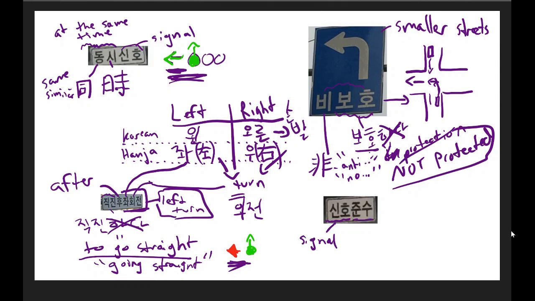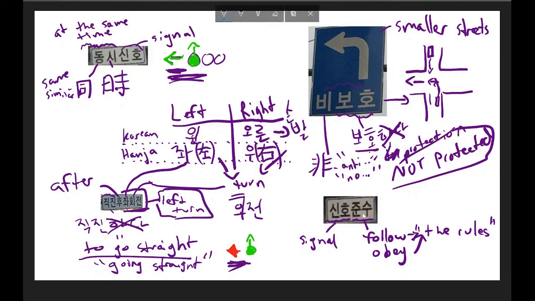And junsu sort of means to follow, in the sense of following the rules. Or you could also translate it to say obey. You could say obey the rules, or follow the rules. And that's just saying, well, look, you have this red light, you have this green light. Don't break the rules. You should follow the rules. Don't go through a red light.